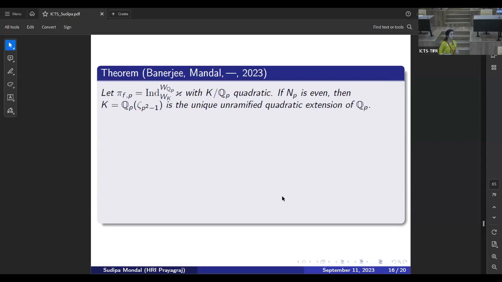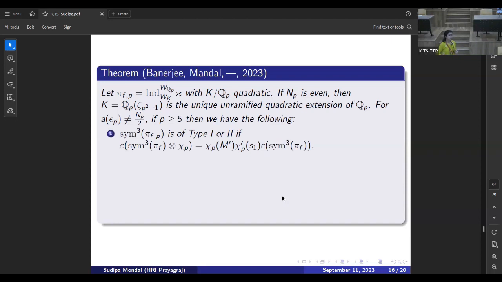So let's start with an odd prime P such that pi_P is a supercuspidal representation. So the Weil side will look like the induction of a character of a quadratic extension. Let N_P be even, where N_P is the highest power of P, which is even. Then it is well known that in that case, K is an unramified quadratic extension, which is given by Q_P(zeta_{P^2-1}), where zeta is a (P squared minus 1)th root of unity.